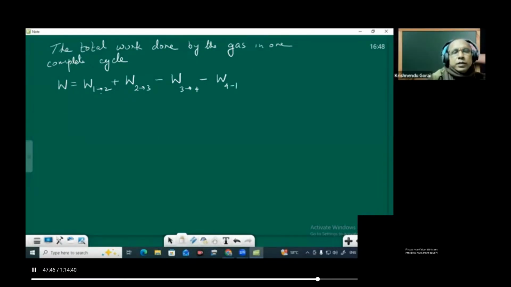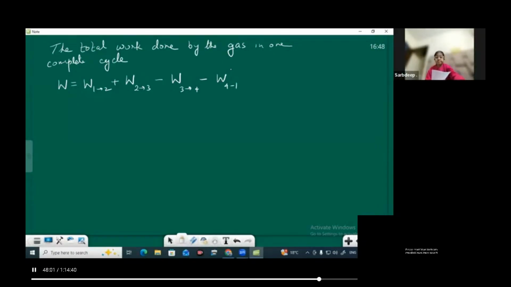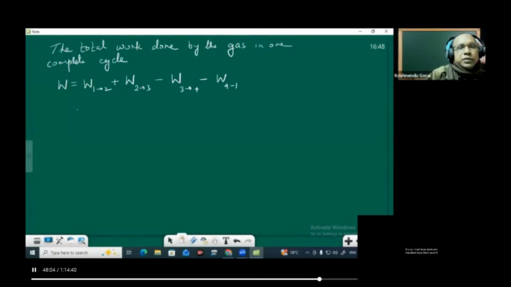Finally, this is the external expansion. This adiabatic expansion will be positive, and compression is negative, right? This isothermal compression is negative work, and this adiabatic compression is also negative work, right? So we add all the 4. If you add all the 4, you see W 1 to 2 will cancel.